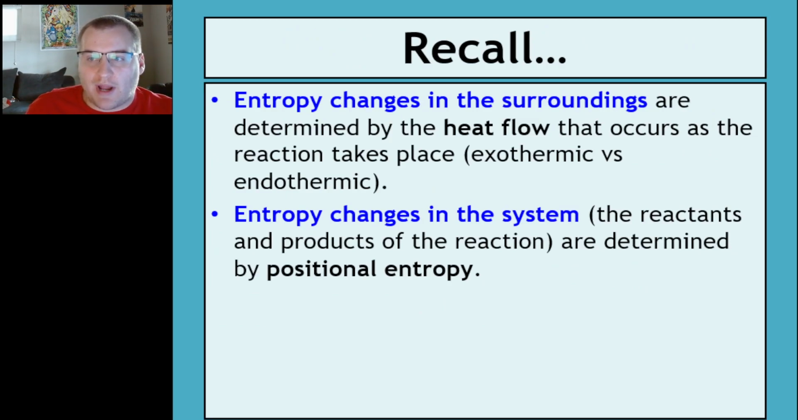Entropy changes in the surroundings are determined by the heat flow that occurs as the reaction takes place, mainly being exothermic or endothermic. The surroundings, remember, are the environment around the reaction. An exothermic reaction is going to release heat, so the entropy will go up. Endothermic is going to absorb heat, so the entropy around it goes down. Now, entropy changes in the system itself, the reactants and products, are determined by positional entropy. This is where the entropy we talked about before, like the Skittles, is going to come into play.